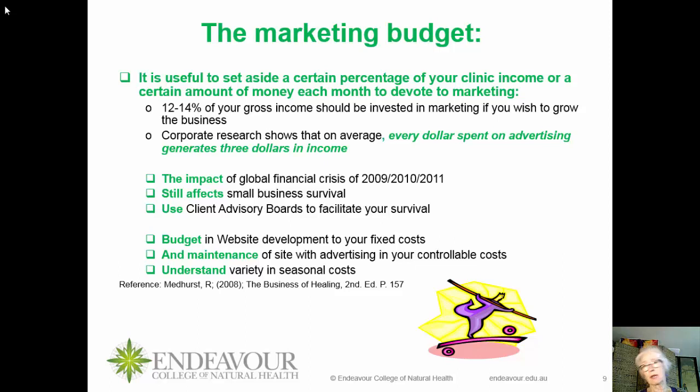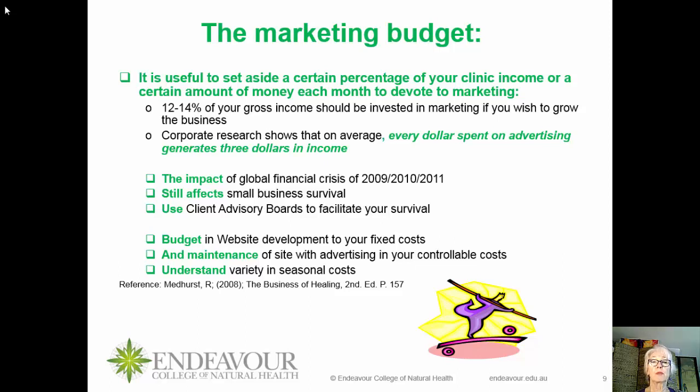What about your budget? How much are you going to spend? We've spoken a lot about your marketing dollar through this. You don't want to waste your marketing dollar. So let's have a little look. How do we budget for our marketing? Well, it's very useful to set aside a certain percentage of your clinic income or a certain amount of money each month to devote to marketing. It's part of your budget. You have to think about that. It's the most important part of your budget, because if you don't have clients coming in the door, you don't have a budget at all.